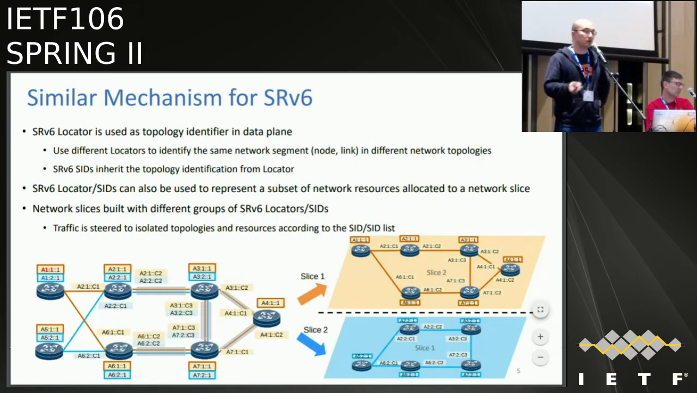Okay, here is a similar mechanism for SRv6. I think for SRv6, we need to use different locators to identify the different network topologies on the same node or links. And the SRv6 SIDs will basically inherit the topology identification from the locator. In addition, we can also add resource semantics to the locator and SIDs to represent the subset of resource in the underlay.